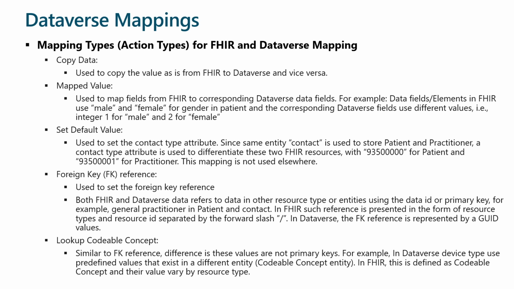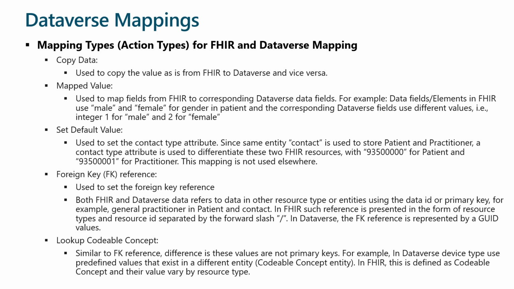Set default value. This is used to set the contact type attribute. Since the same entity, contact, is used to store patient and practitioner, a contact type attribute is used to differentiate these two FHIR users with integer values. And this mapping is not used anywhere else.